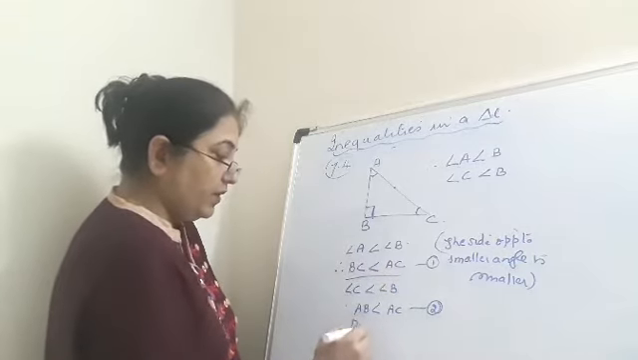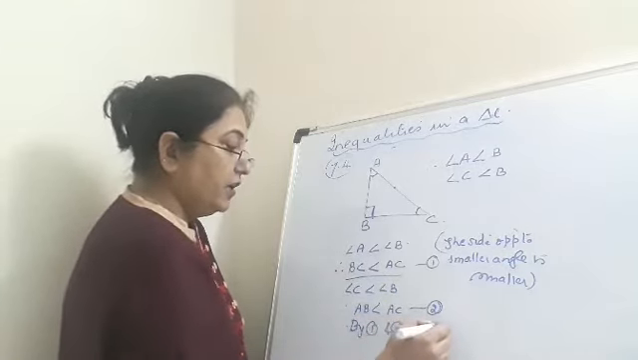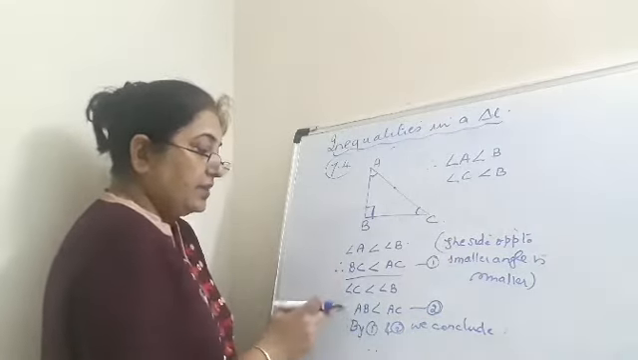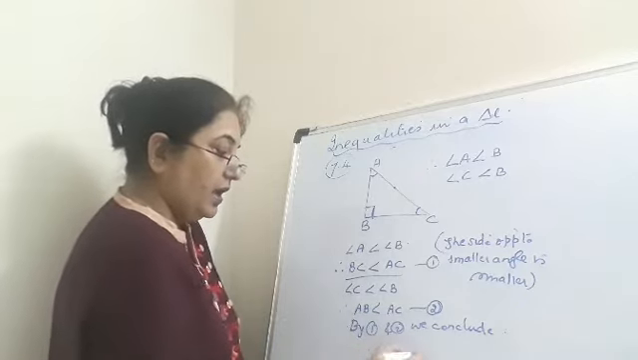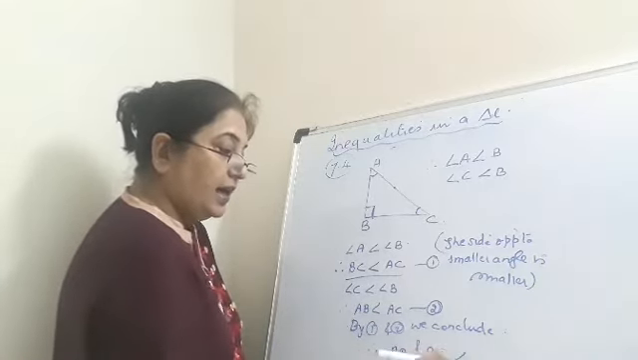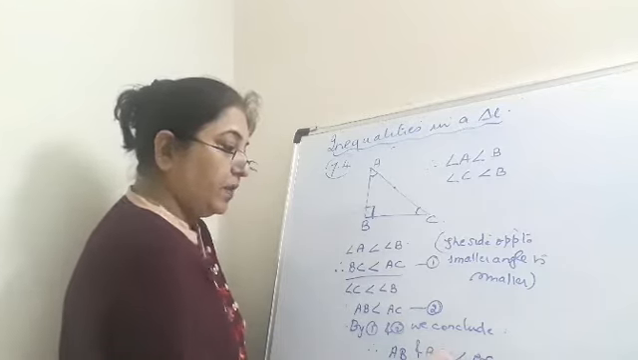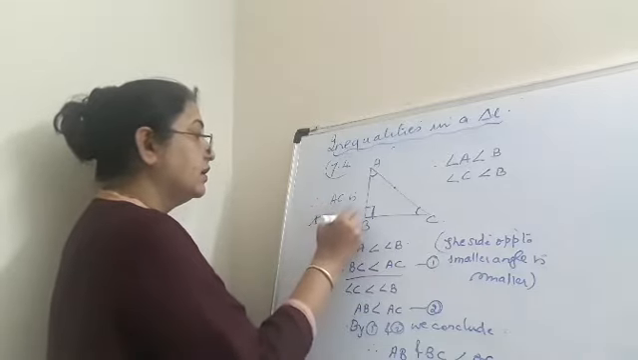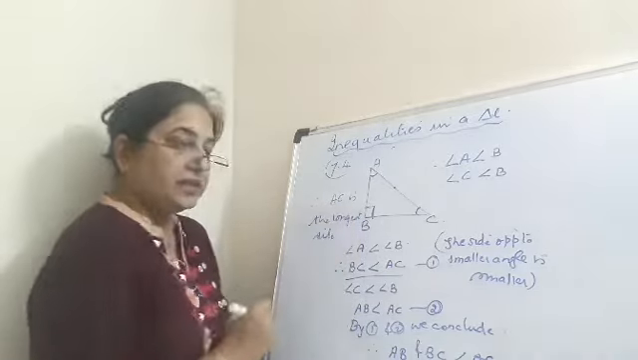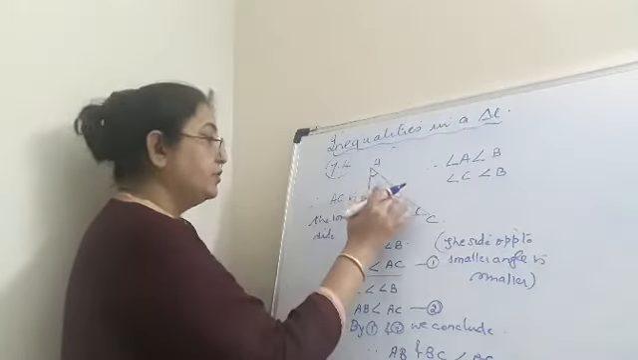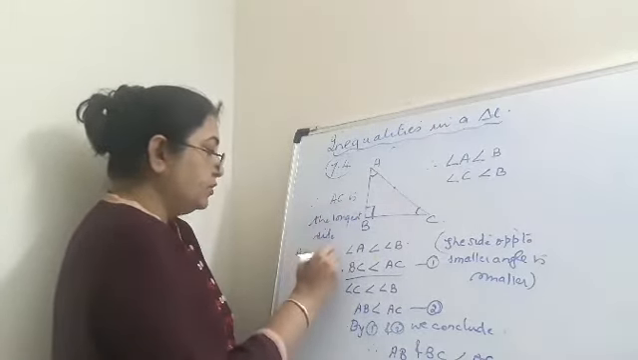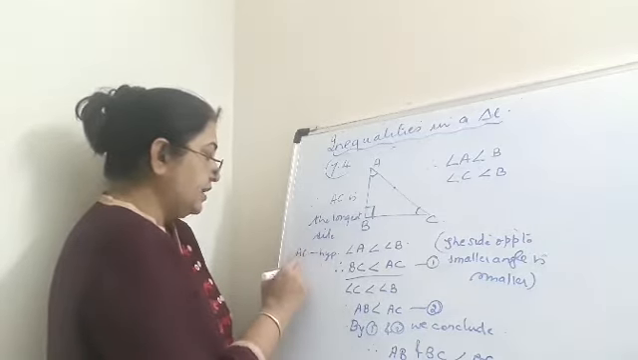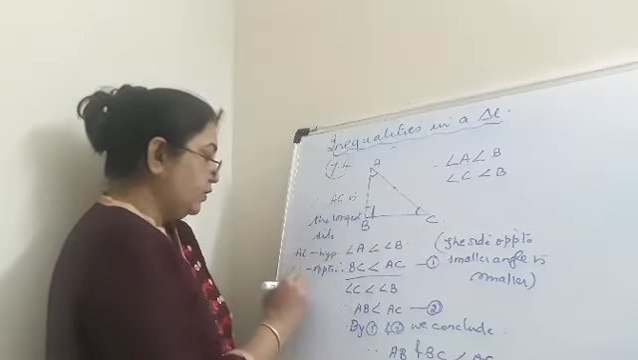Now by 1 and 2, we conclude that both AB and BC are less than what? AC. Therefore, AC is the longest side. Yes, AC is the longest side. And why do we say that AC is the hypotenuse? AC is the hypotenuse because AC is opposite to the right angle.